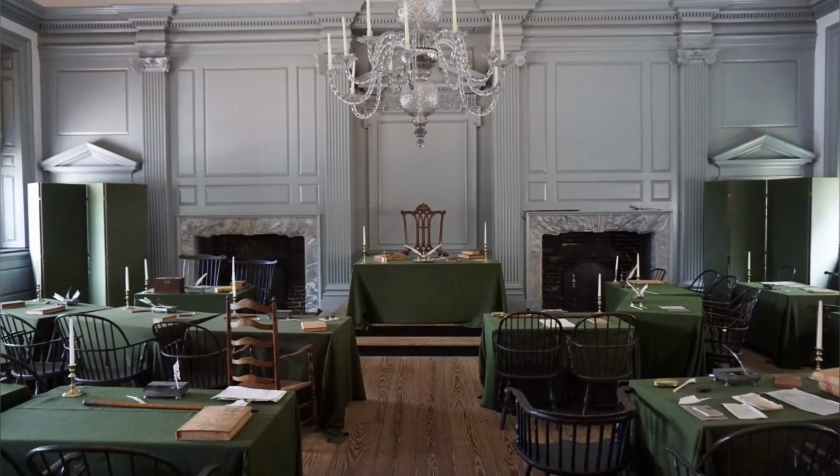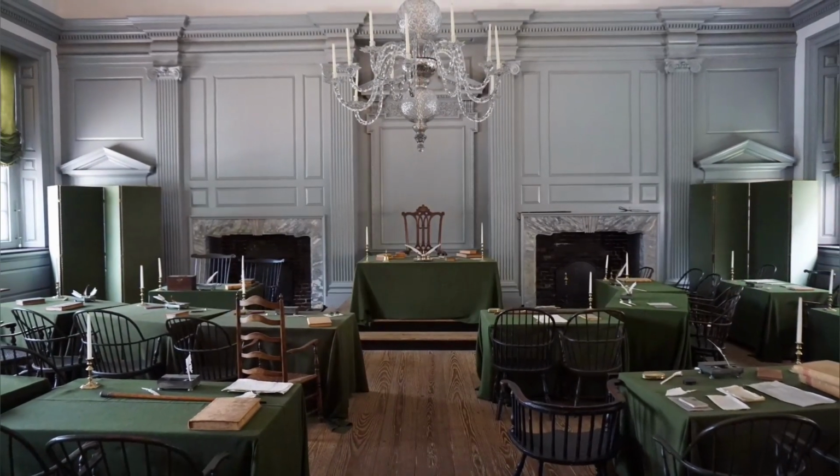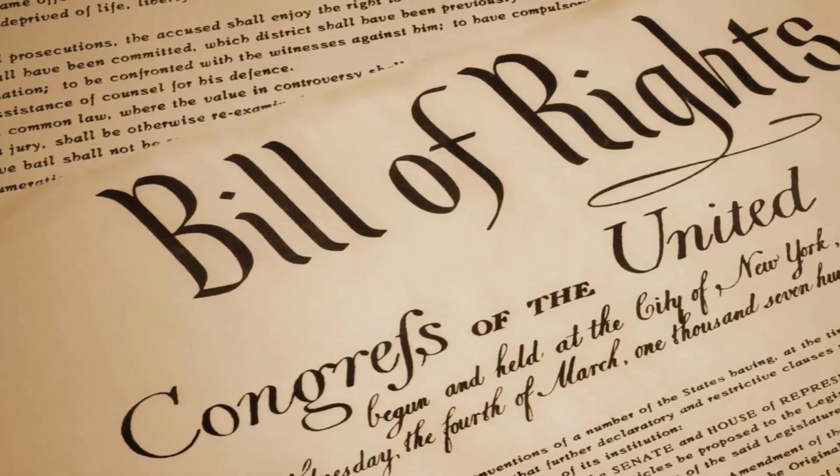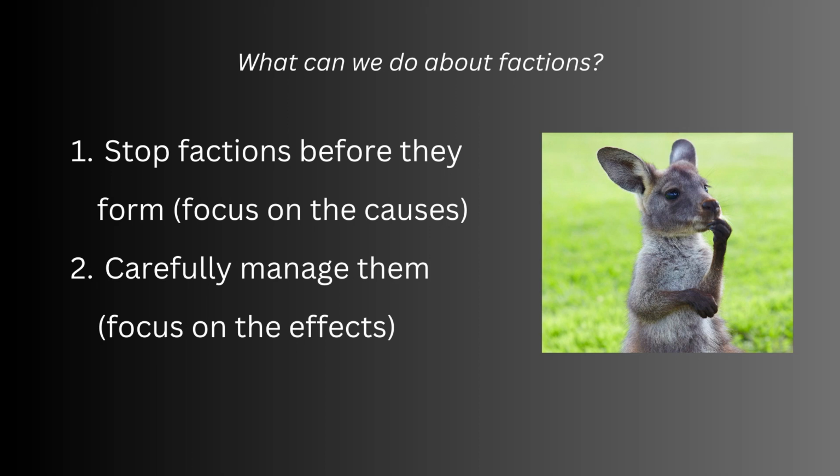So, what can we do about factions? How do we prevent them from pursuing their own interests at the expense of everyone else? Madison's reply is that there are "two methods of curing the mischiefs of faction: the one by removing its causes, the other by controlling its effects." Okay, so we can either stop factions before they form, or we can carefully manage them. Let's look into the first option, preventing factions before they emerge.